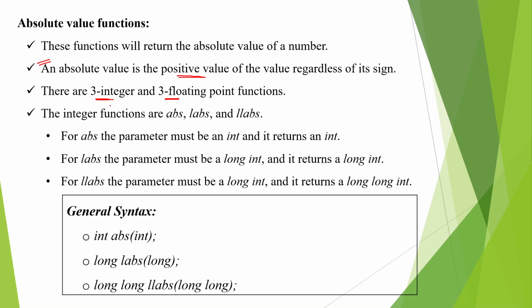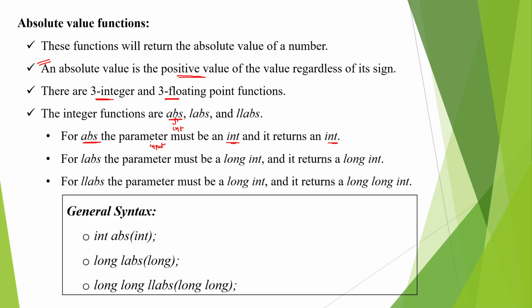Integers: for regular integer, for long integer, and for long long integer. Three different types of functions we have under the integers category. As you can see here, the integer function is the abs function, the absolute function. This is for the normal int type. The parameter is nothing but input; the parameter must be an int, and the return value must be an int only.